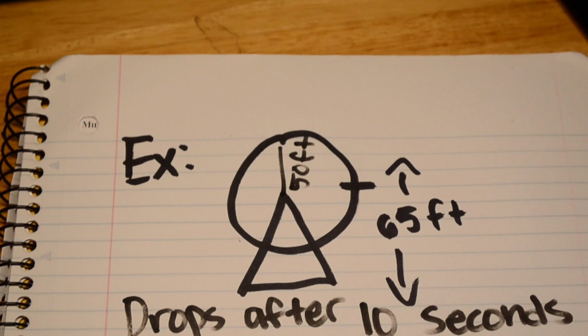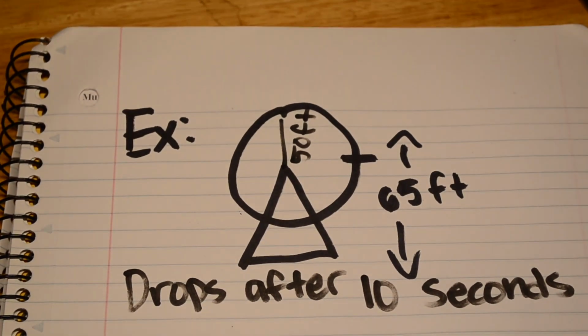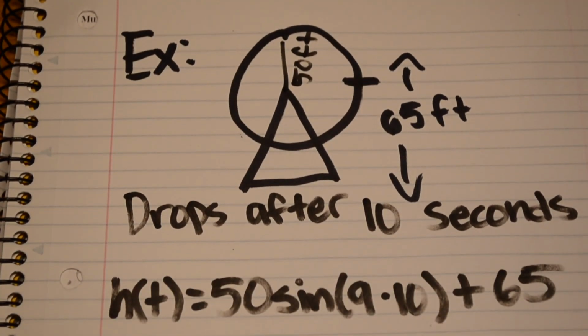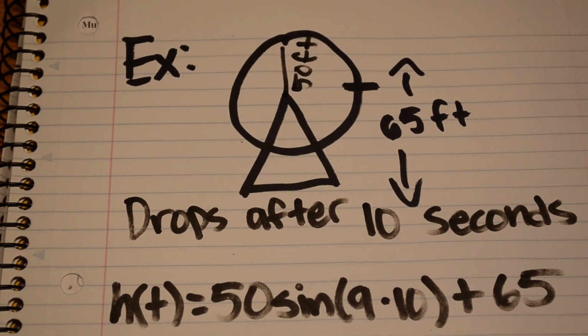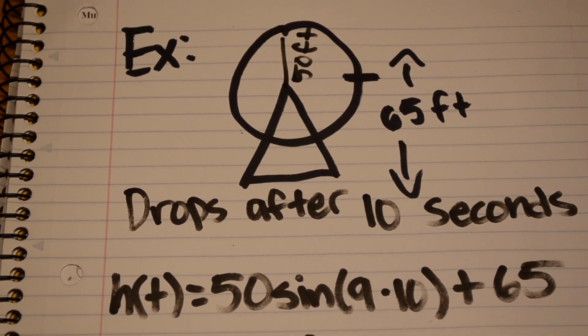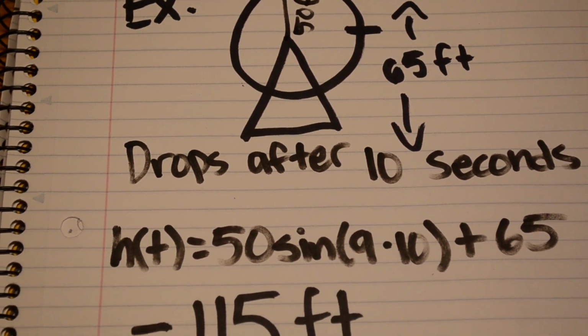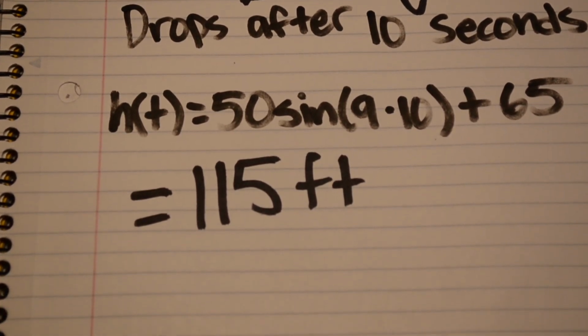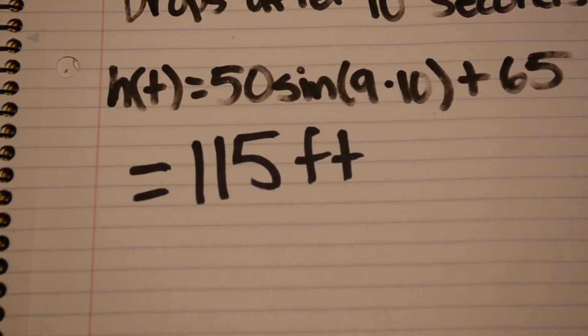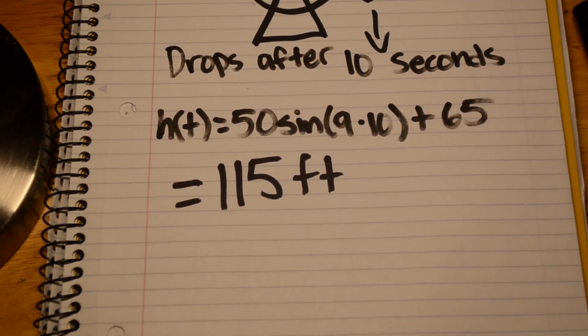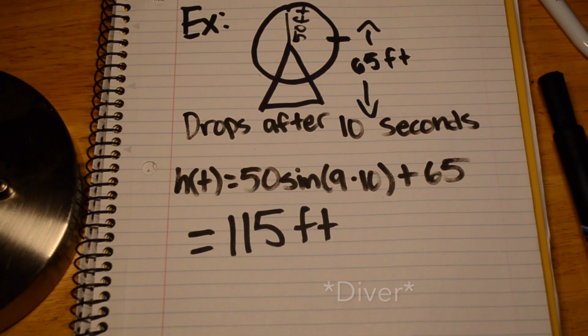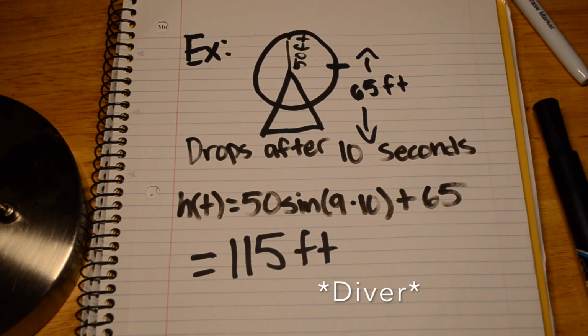As you can see here in this example, the Ferris wheel has a radius of 50 feet and it's starting at 65 feet. He drops after 10 seconds. You can see we plugged 10 into the equation where t would be. After plugging this into the calculator, you can see that we got 115 feet when the diver dropped after 10 seconds.